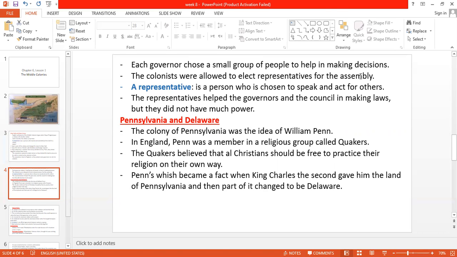The members of the assembly are called representatives. Okay? Who chooses the representatives? The colonists, the people who live in New York and in New Jersey. So the colonists select some representatives for the assembly. And you know that representative, guys, means the person who is chosen to speak and act for others.